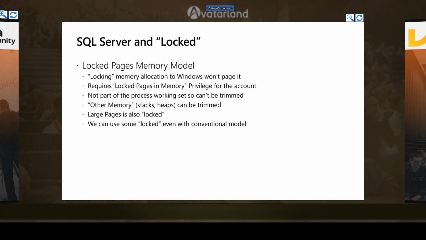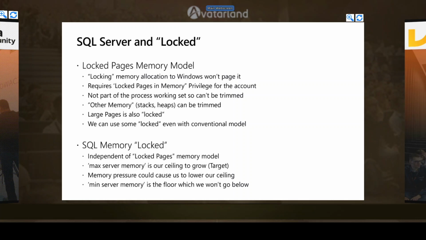Now, large pages is also locked. In other words, if you're going to use large pages for that trace flag, you must also have this locked pages memory privilege set, and that large page memory is also considered locked. Now, here's the part that's a little bit confusing. When you use the conventional memory model, in other words, you don't have this privilege, you may have this privilege set, but we don't use it, we may use some locked memory. It's possible. I'm going to show you a technique where you can actually force SQL to not use the locked memory model.